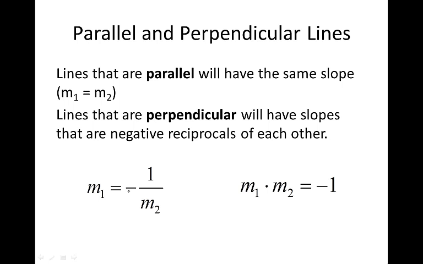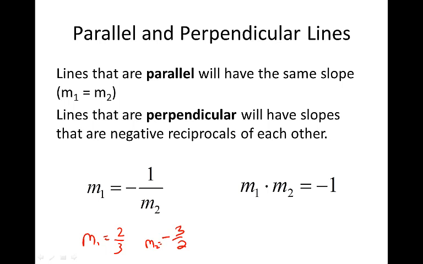So for instance, if I had two lines that are perpendicular, and one line had a slope of 2/3, what would the slope of a line perpendicular to that one be? Good, negative 3/2. So the slope of the other one would be negative 3/2. They're negative reciprocals of each other. You just flip the fraction.